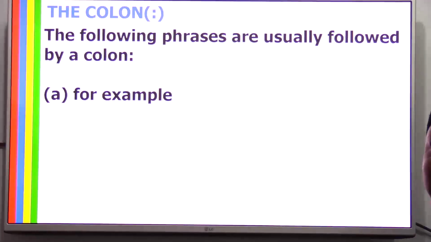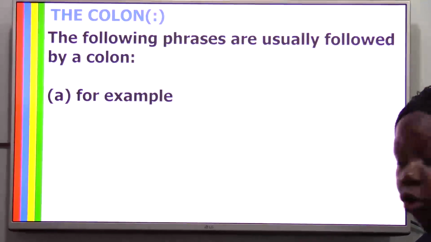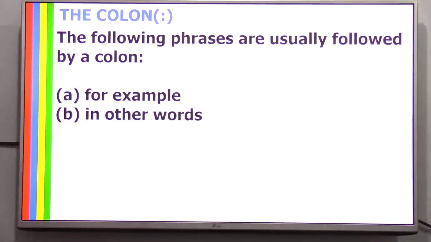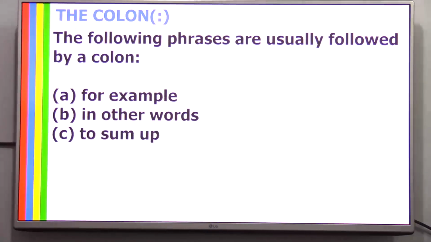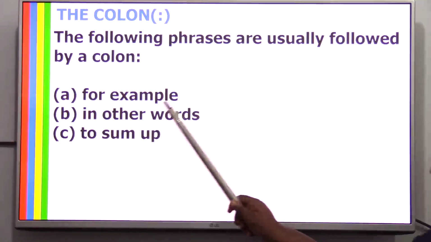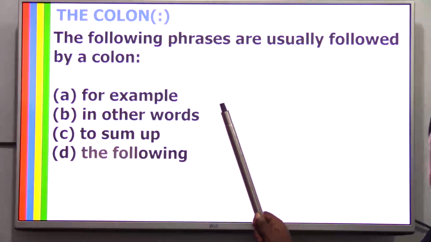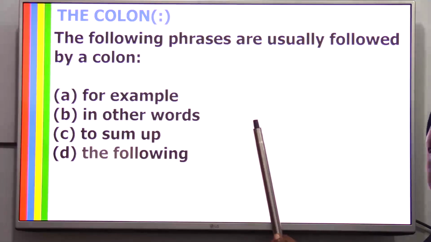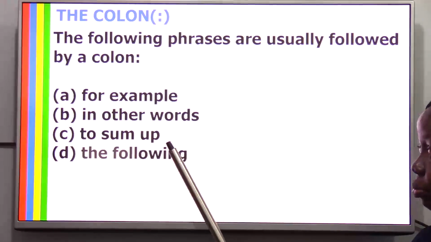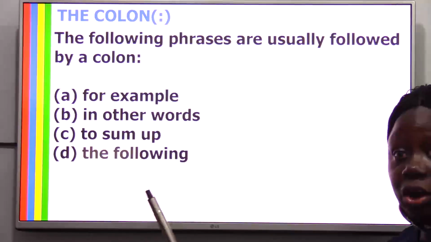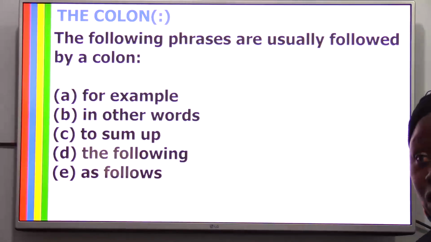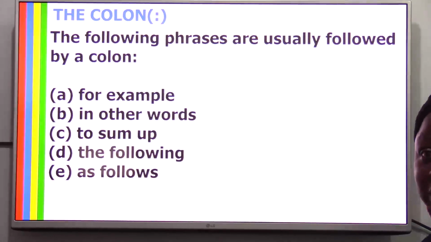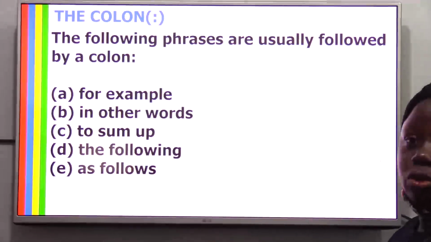The following phrases are usually followed by a colon. For example, there must be a colon. In other words, colon. To sum up, colon. The following, colon, depending on how you're using the sentence. As follows, colon. These are the phrases that we use colon with.